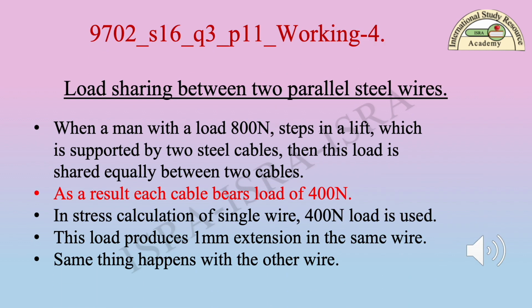Working step 4. Load sharing between two parallel steel wires. When a man with a load 800 Newton steps in a lift which is supported by two steel cables, then this load is shared equally between two cables. As a result, each cable bears a load of 400 Newton. In stress calculation of single wire, 400 Newton load is used. This load produces 1 mm extension in the same wire. Same thing happens with the other wire.